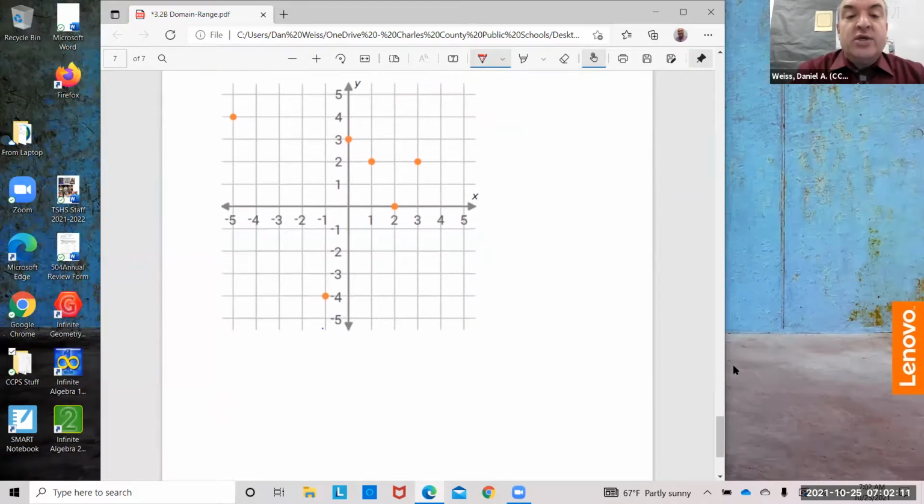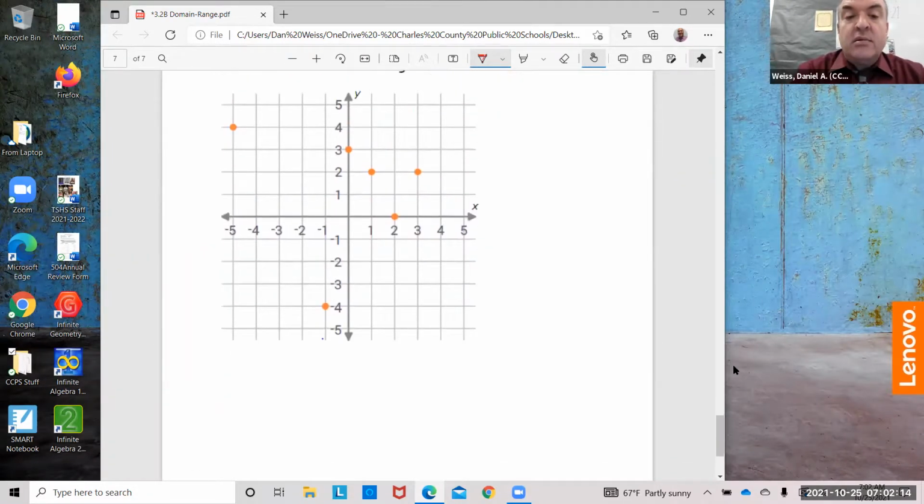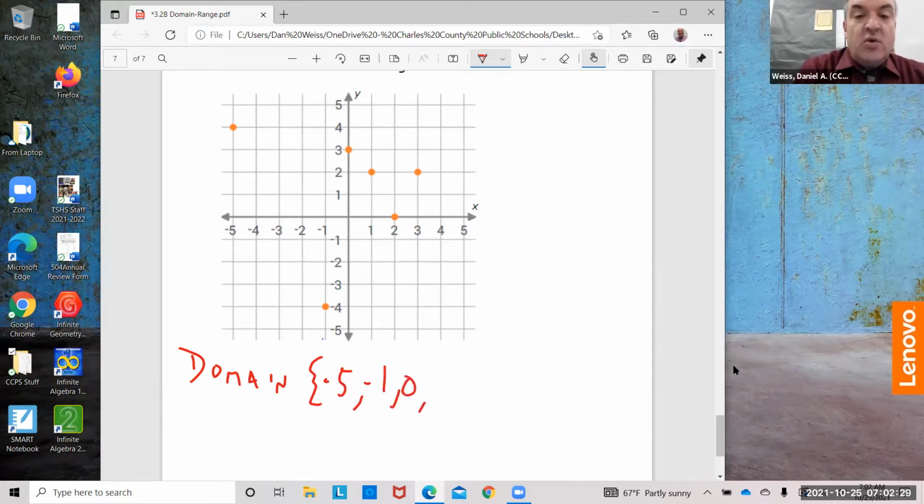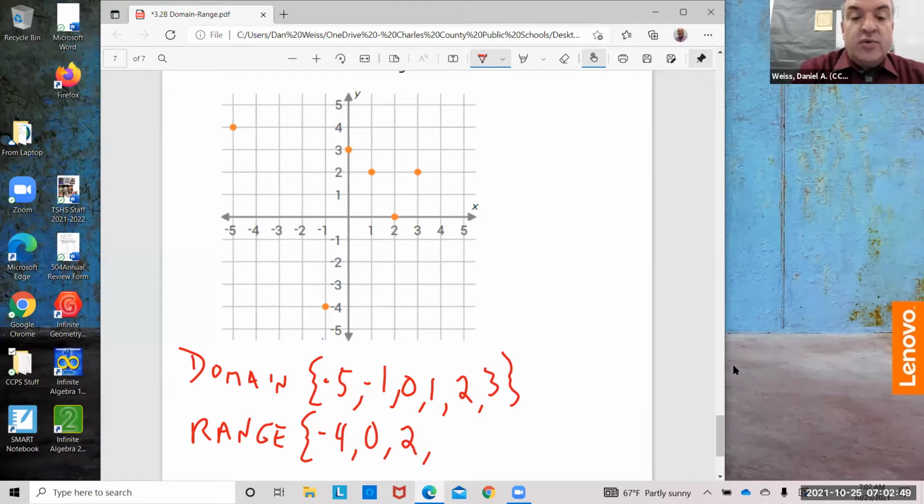What are the domain and range here? Domain. Can you come up with it before I write it? Domain, -5, -1, 0, 1, 2, 3. What's the range? -4, 0, 2, 3, 4. That's it.